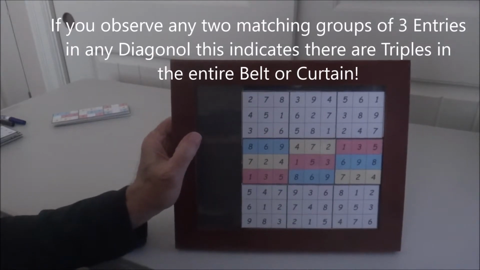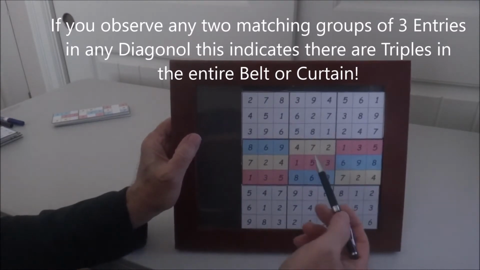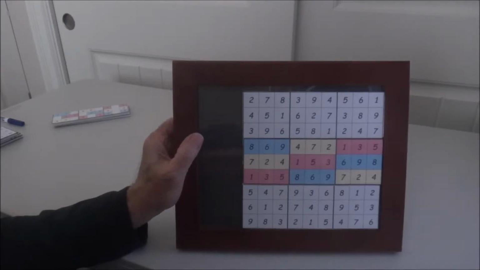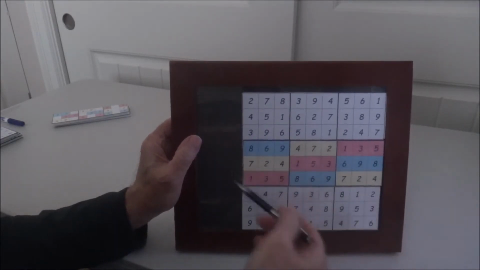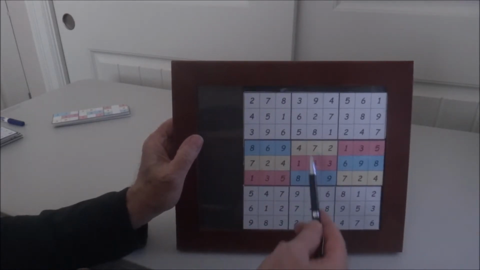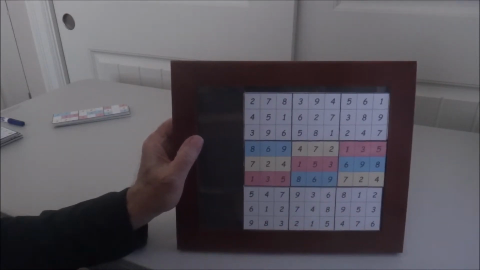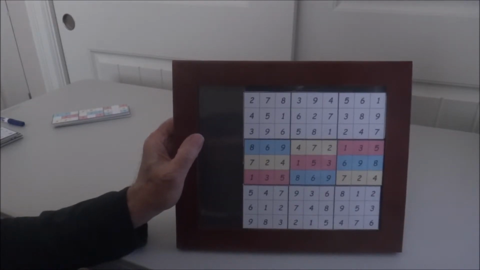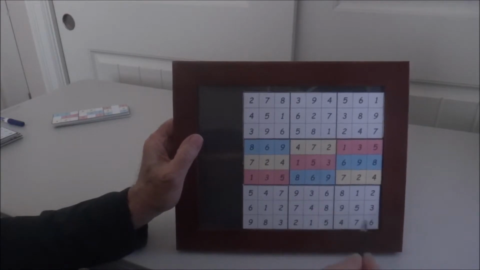When you're doing a puzzle, or when you're checking a puzzle, if you see any two entries that indicate a triple, then the entire belt is a triple. So if we see a 2 4 7 and these two, we know that these three and these three are going to be the same entries. Once you've determined there's a triple, it helps you fill in the rest of that belt or that curtain. We'll talk about curtains a little bit later. Let's look at the last belt here.